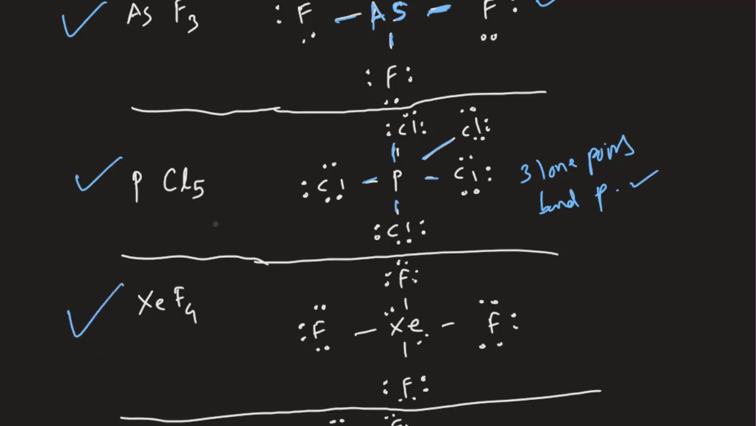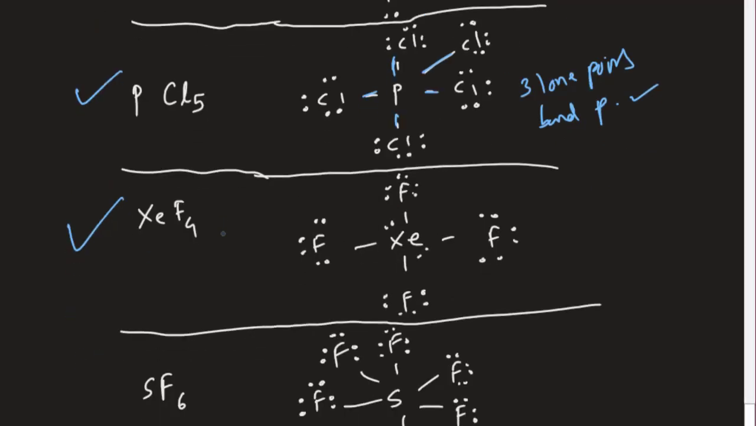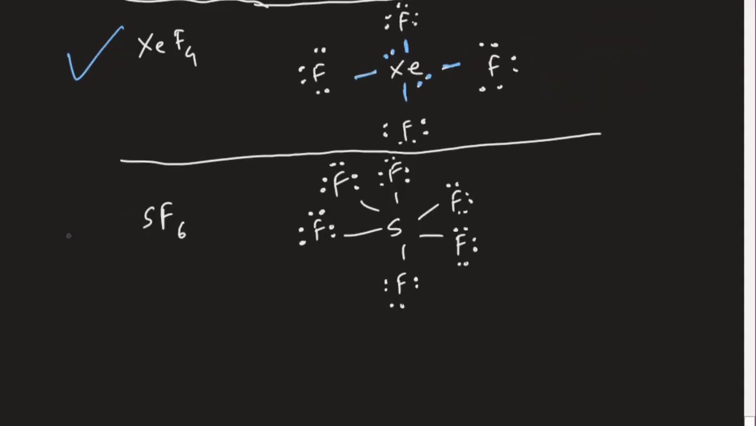Next one is XeF4. So Xe has got 8 valence electrons, okay, and fluorine has got 7 valence electrons. So out of 8, 4 are used to make the bonds with fluorine, and the remaining 4 are shown here as the lone pairs. Finally, we have got SF6.